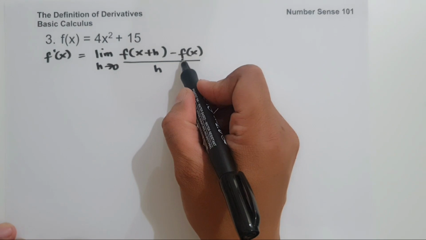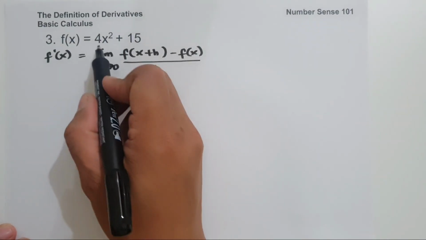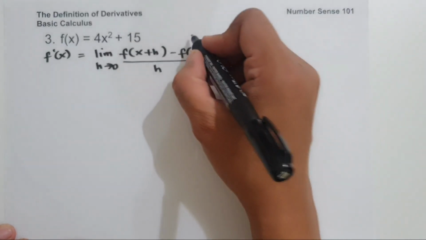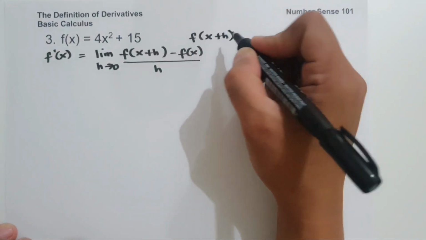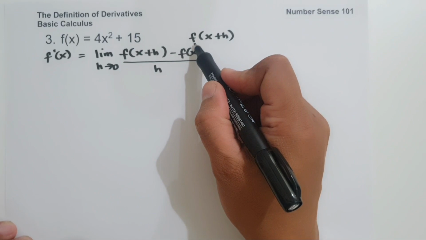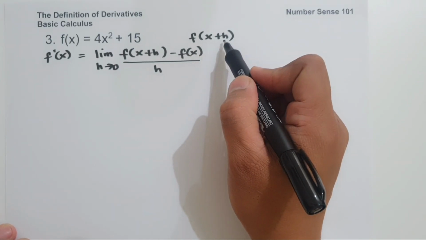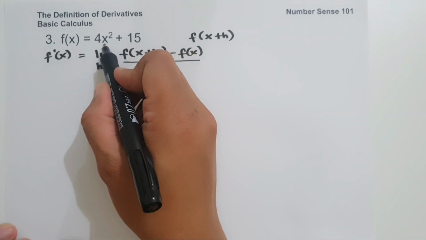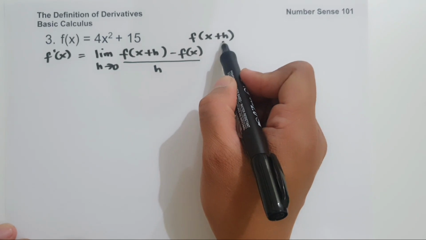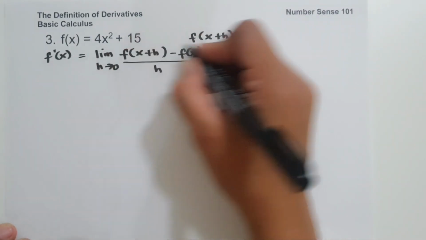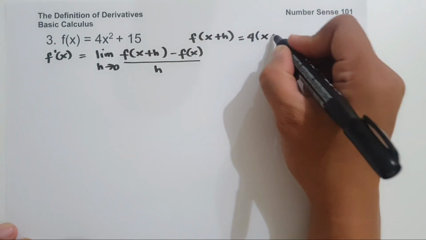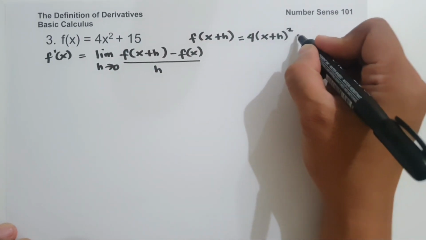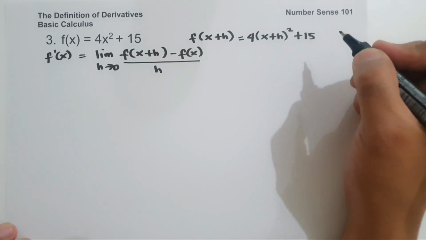Since we already know the value of f of x, that is 4x squared plus 15, let us find now the value of f of x plus h. To find the value of f of x plus h, let us simply change x as x plus h. So this will be 4, and then quantity x plus h squared plus 15.